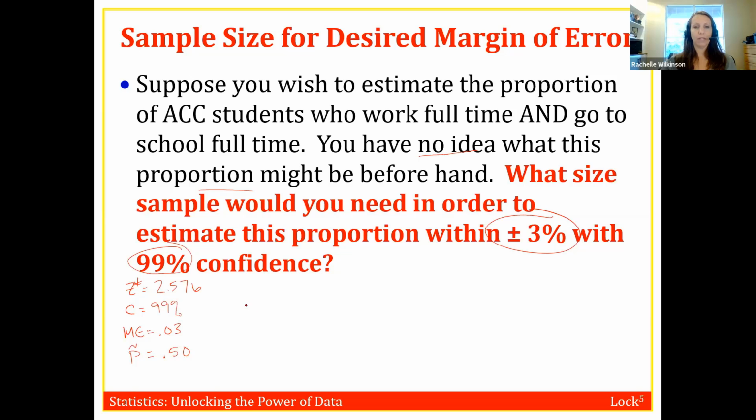All right, now I'm ready to plug everything in. So I'm going to have n is equal to 2.576 over 0.03, that whole thing squared, times 0.5 times 1 minus 0.5. So starting here, 2.576 divided by 0.03 gives me 85.866666. Then I'm going to square that, and I get 7373.084. Okay, then I'm going to take 0.5 times 1 minus 0.5. That gives me 0.25.